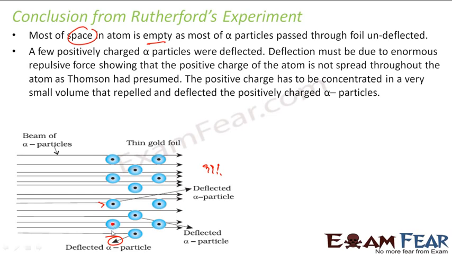And also, since my alpha particle is positively charged, and it came back, this thing is also positively charged. That's why it deflected. If it was negative charge, it would have attracted and stuck to it. But the alpha particle bounced back. That means it is also positive charge, and very dense. So he concluded that the positive charge is concentrated in a very small volume, and that repelled and deflected alpha particles. Correct?